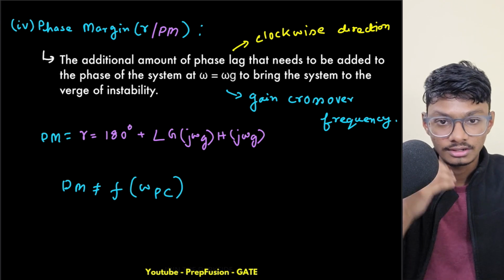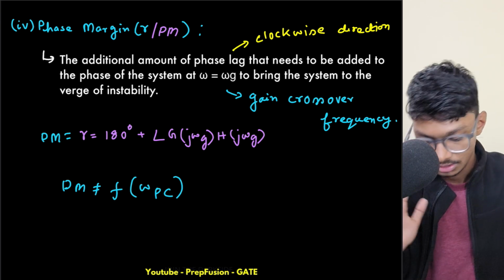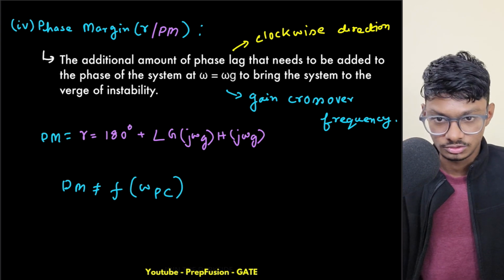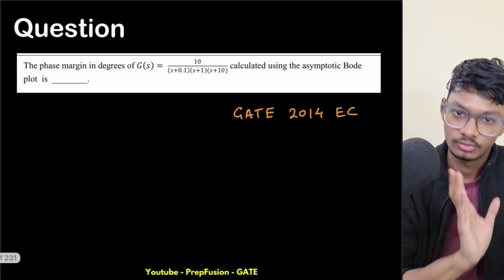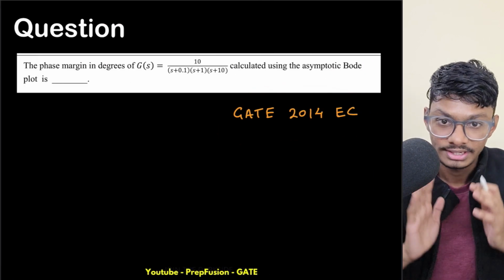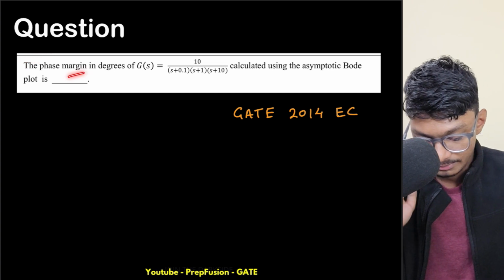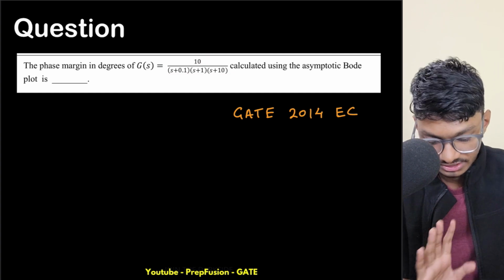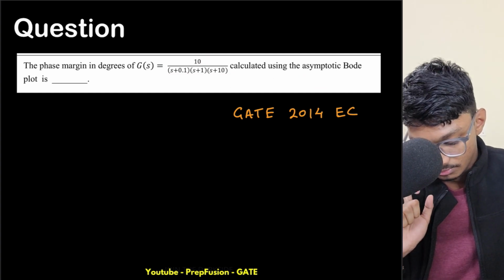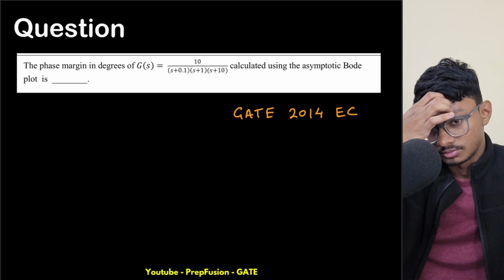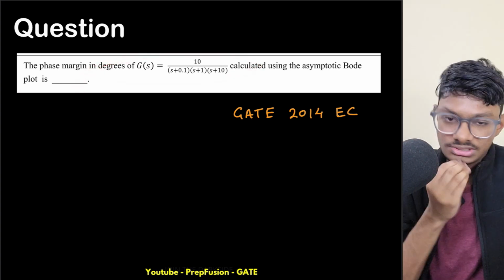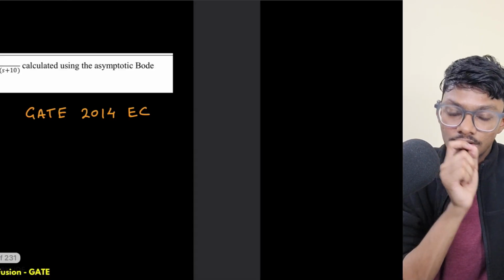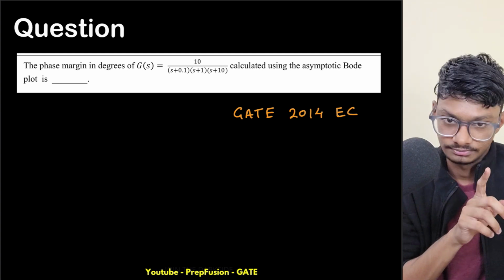Okay, this we have learned in a detailed manner in the polar plot chapter. I just wanted to give you a quick refresher about the phase margin, gain crossover frequency, and phase crossover frequency. Let's solve a question. So this is a GATE 2014 easy question. Here the phase margin in degrees of G of s equals 10 upon this. OLTF is given. Calculate using the Bode asymptotic phase plot. We have to calculate the phase margin in degrees for this simple OLTF. Nothing is set, so we'll assume a unity negative feedback system.